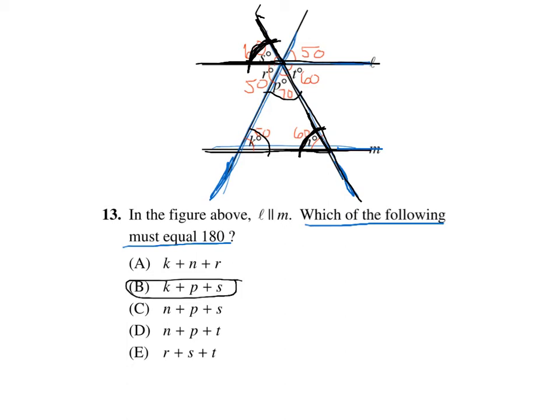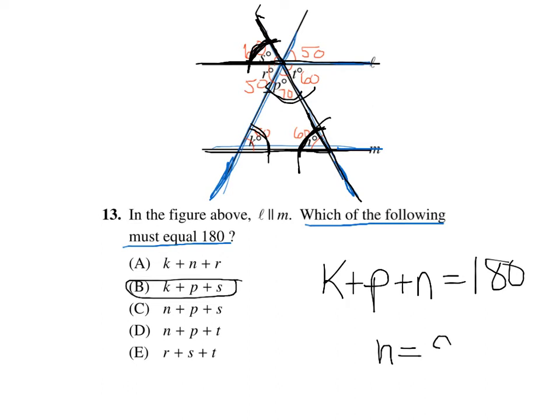We didn't actually have to have numbers for that. We just know that K plus P plus N is 180, because those are three angles in a triangle, and then we know that N equals S, because they are corresponding angles with these parallel lines. Ready for the next problem.